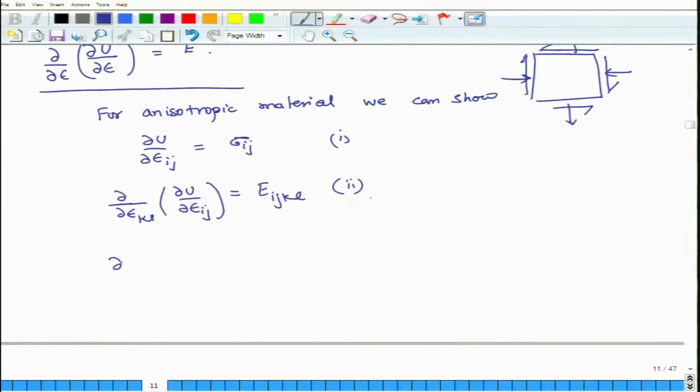So, I can also say that the partial of u, here ij is in the bracket, so that is why ij comes first, and then the second differentiation is epsilon kl, so epsilon kl comes first like this. Okay. So, this is the third equation.